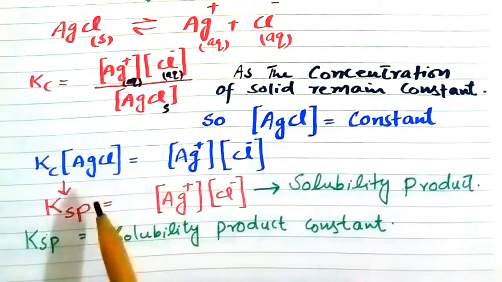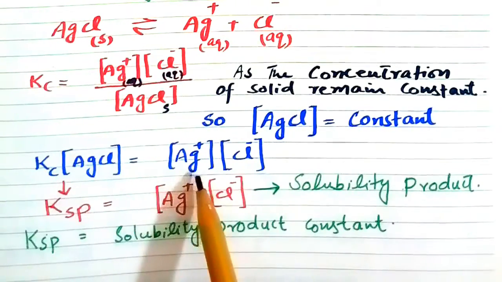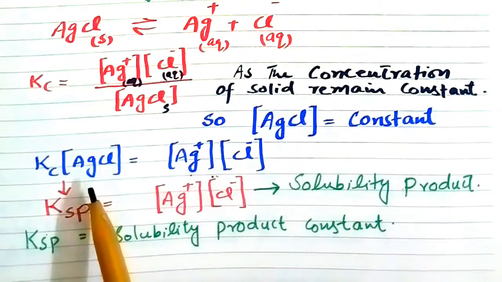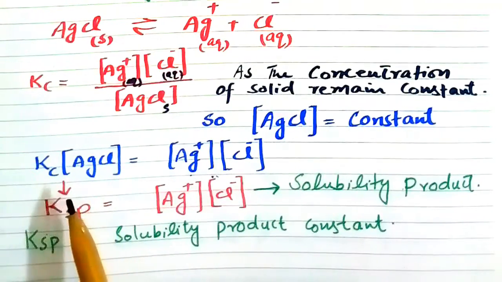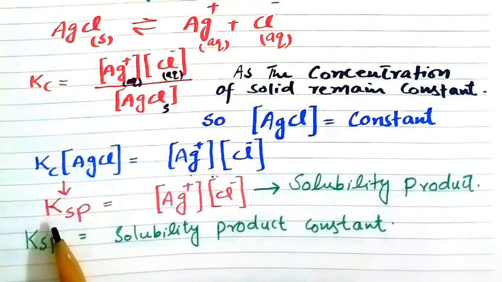So upon rearranging, we will get that AgCl will be multiplied by Kc, and the product of the ions of this salt will remain on the other side. Now when this AgCl and Kc are multiplied, another constant is obtained, and this constant is basically called the solubility product, which is represented by Ksp.